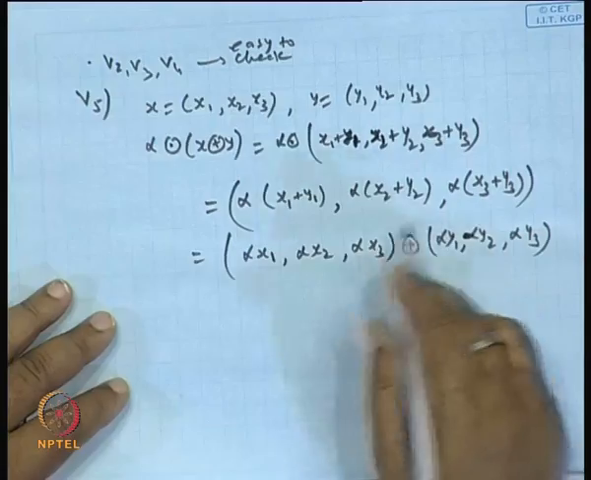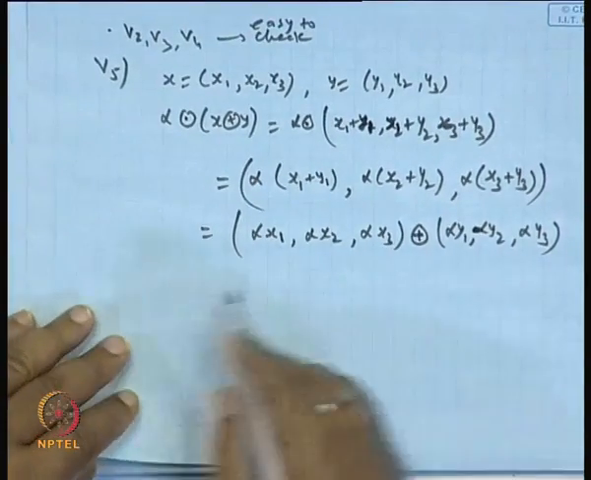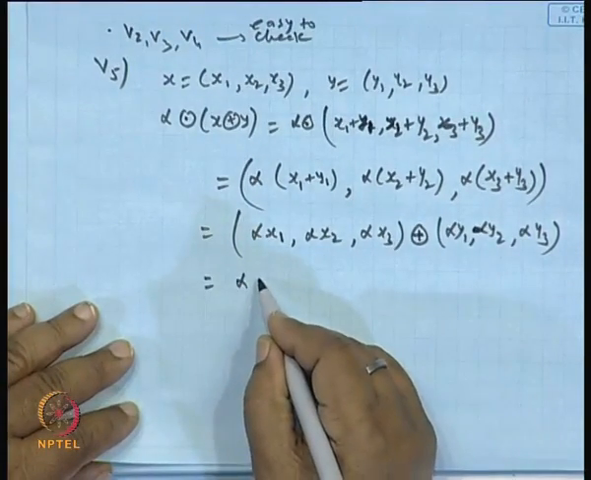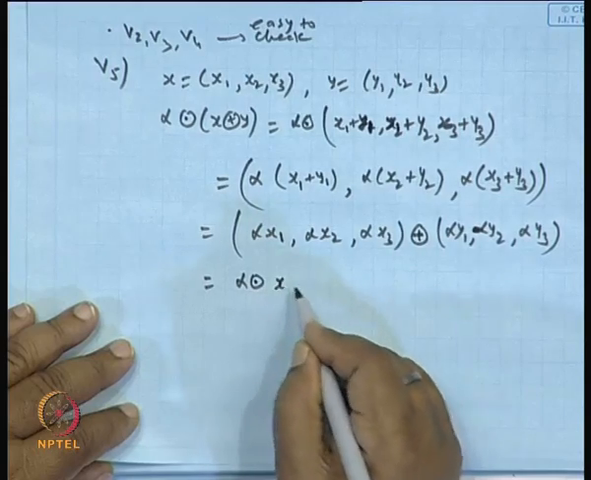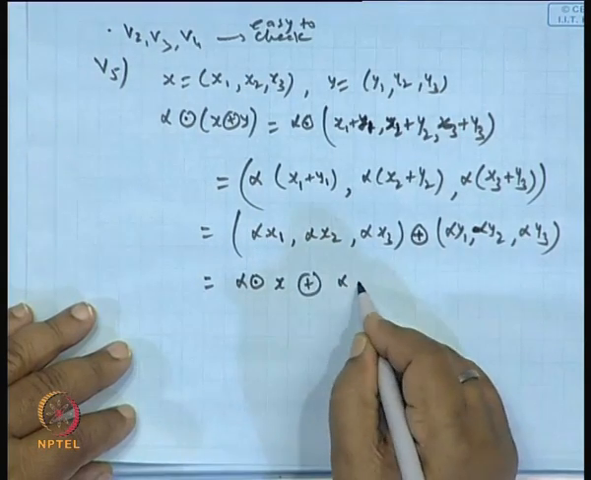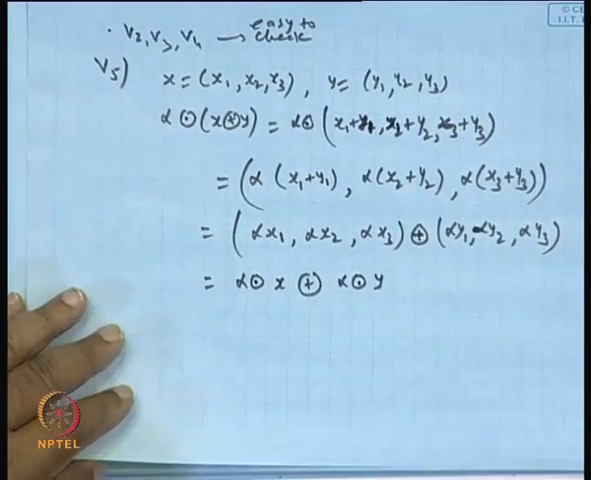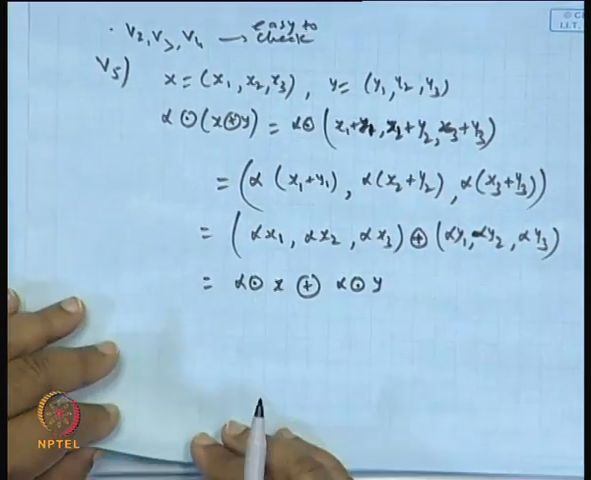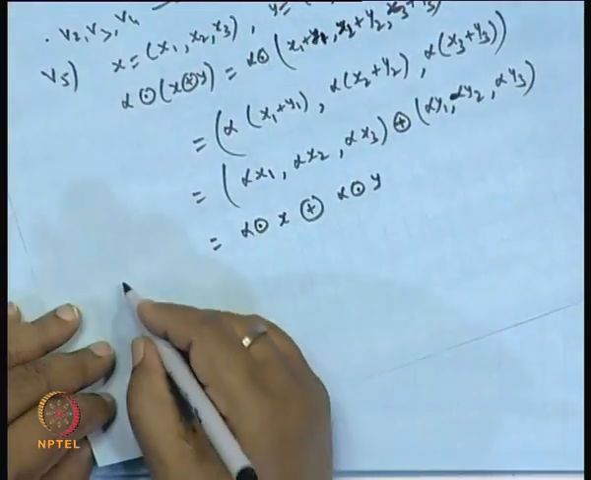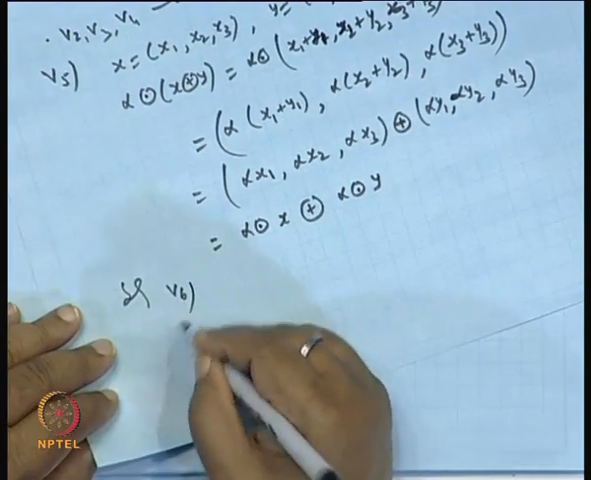I just cut short the 2 steps. Okay. Then take alpha outside. So, it is alpha times x plus alpha times y. So, we can say V 5 is satisfied. Similarly, V 6 can be proved.